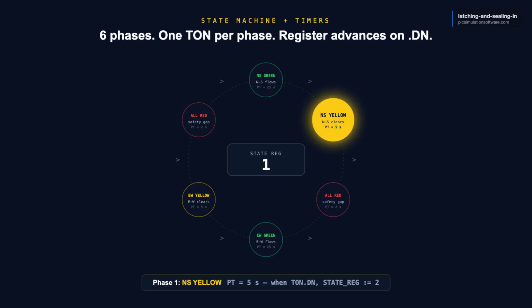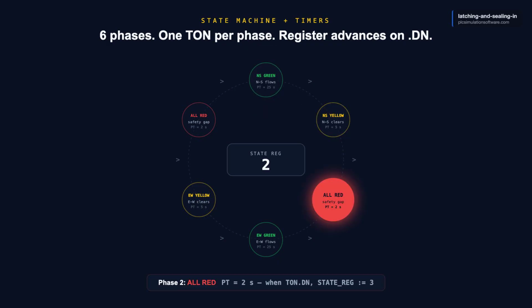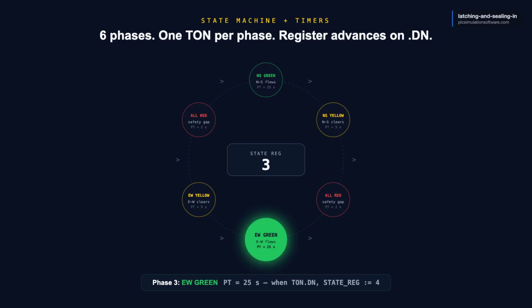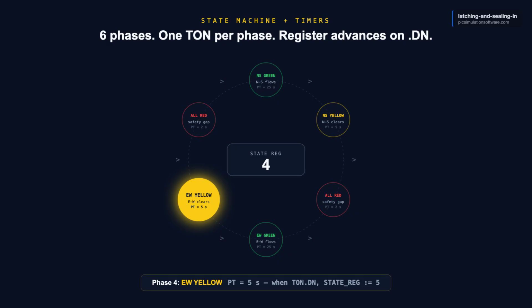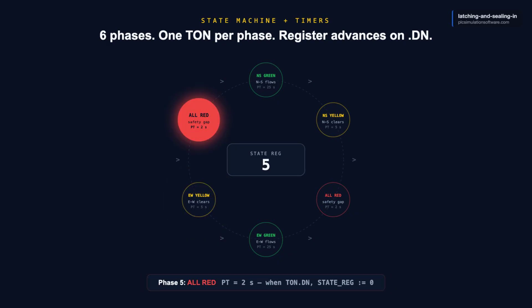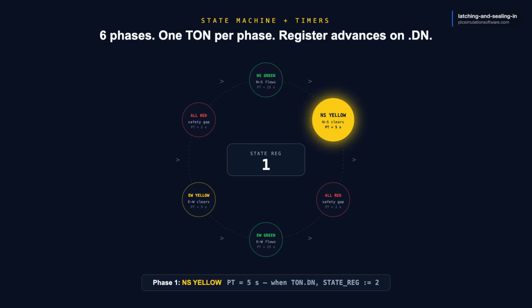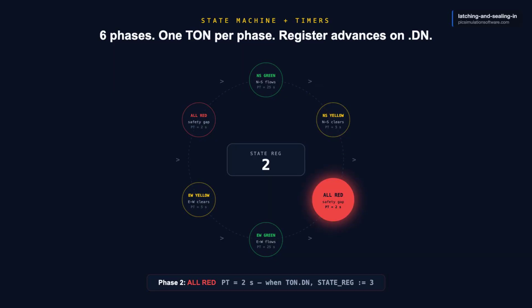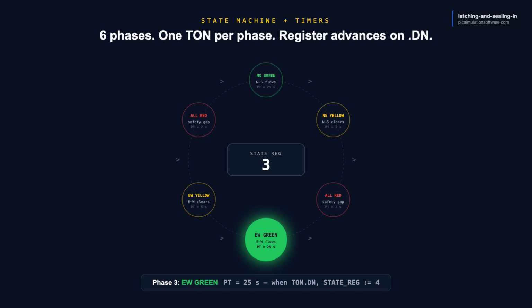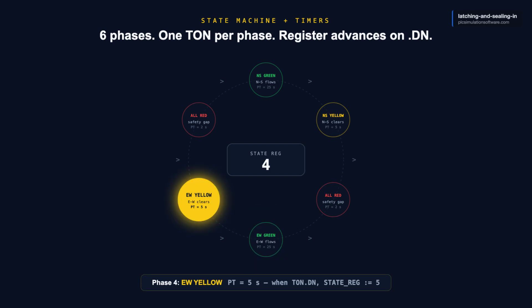The active timer's IN is wired to a contact that reads the state register equal to that phase number. When the timer's Q output fires, an OTE moves the state register to the next phase. The previous timer's IN goes false because its state no longer matches. The new phase's timer starts. State machine done. Every output is gated on the state register, so mutual exclusion is automatic.